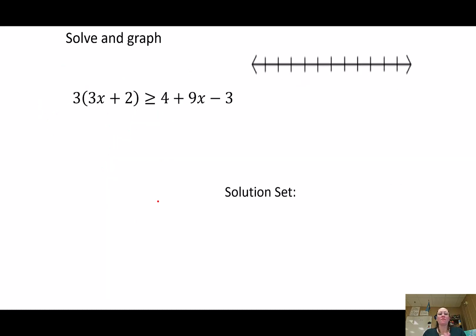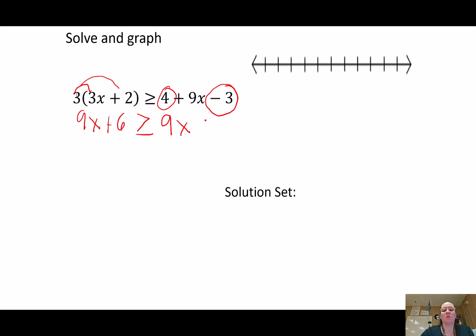All right, last one. It's our last special case. So again, I'm going to distribute. So we're working these just like we normally would. So 9x plus 6 is greater than or equal to, okay, nothing else left to simplify. Over here, I've got like terms. So 4 minus 3, or 4 plus a negative 3, gives me 1.